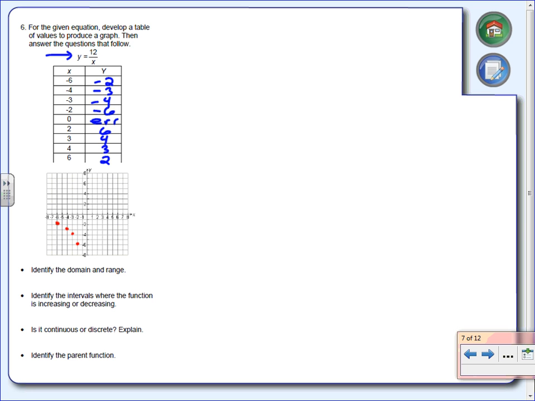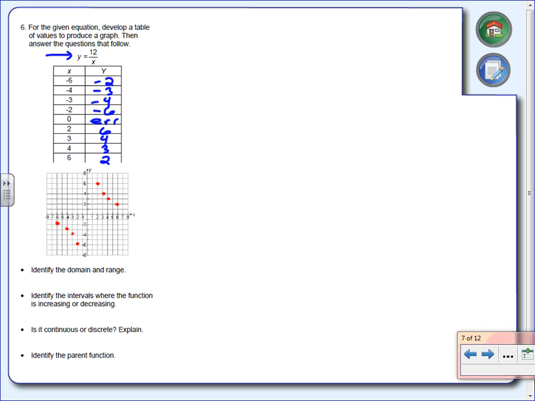0 error. How do you graph 0 error? You don't. So skip over that. It's like a big hole in our graph. Next one is 2, positive 6. So let's find 2, positive 6. Then we're looking for 3, 4. 6, 4, 3. And 6, 2.